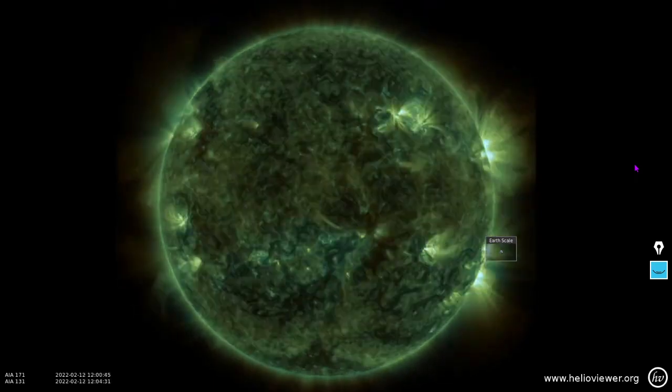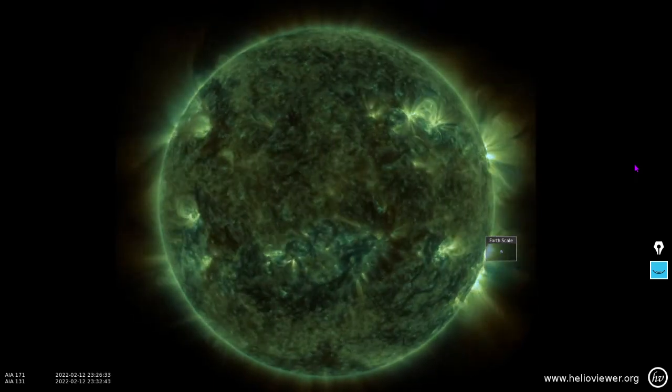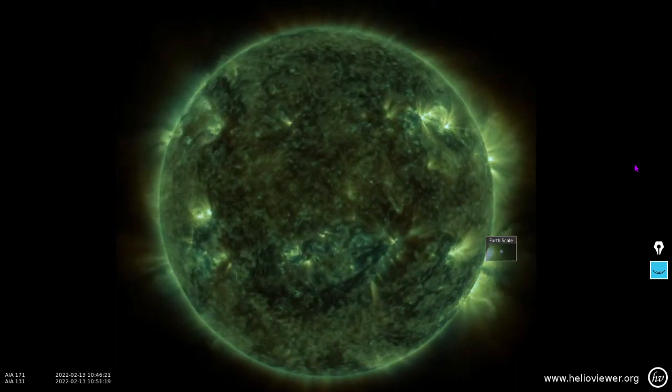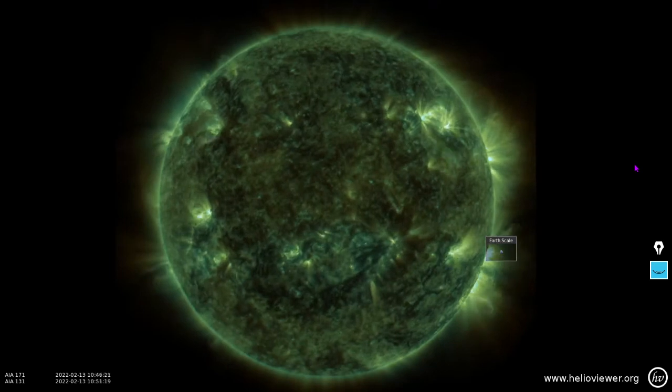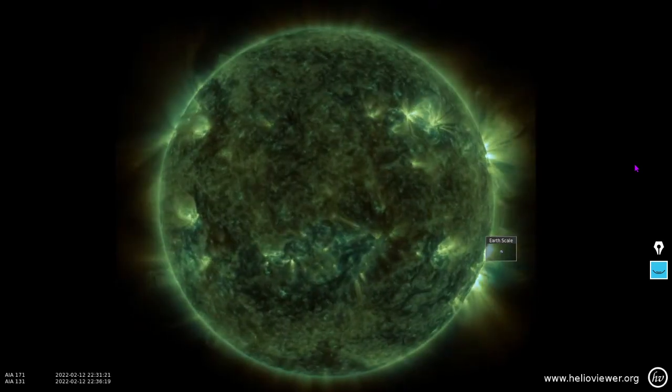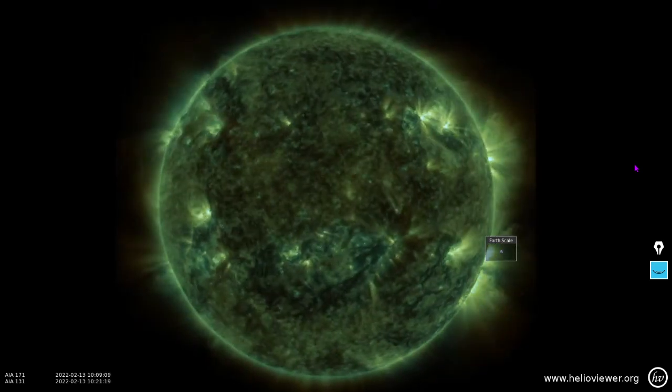So we've brought up the 171 and 131 angstroms wavelengths here. Those are both ionized iron species, the ultraviolet emissions from superheated iron gas.